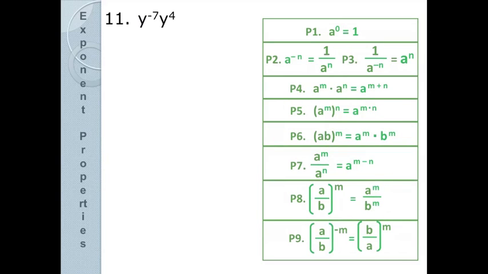Example number 11. We have y to the negative 7th times y to the 4th. You could start with several different properties. I'm going to start with adding the exponents. If you would like to simplify first by changing the negative to a positive, it will also work. Negative 7 plus 4 gives us a negative 3. We will now change that negative to a positive using property number 2. So we will have 1 over y to the third.